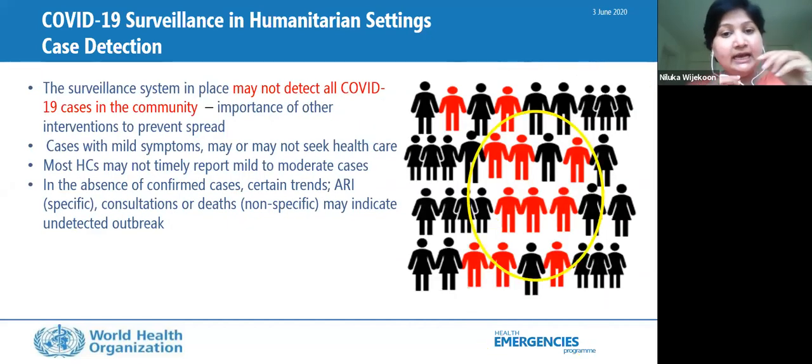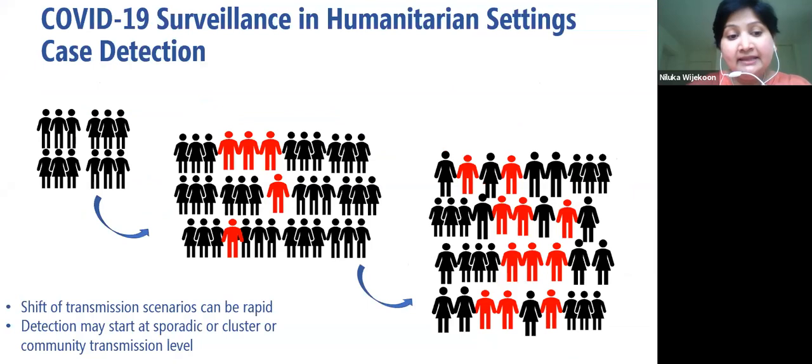A few things to note. I'm not going to go into details. There's this risk of not detecting all cases in the community. A larger majority of them will have mild or moderate symptoms. They might not seek health care. So you have to have other public health measures to make sure the cases which are not detected by the surveillance system have no chance of spreading it to large groups of the population. And one other thing, the shift of transmission scenarios can be very rapid. You may not have a resting period in between them. By the time you detect the first case, sometimes it may be a large cluster as well, or sometimes already community transmission.